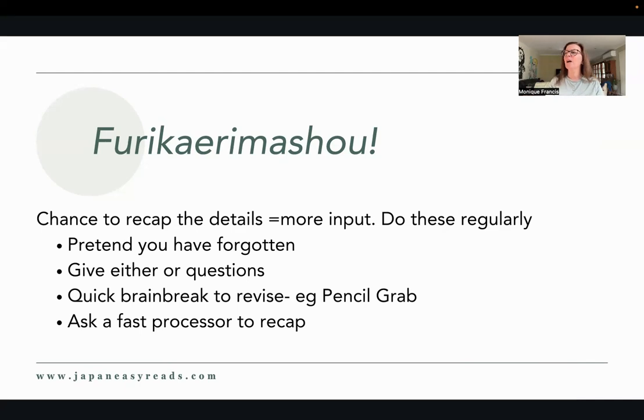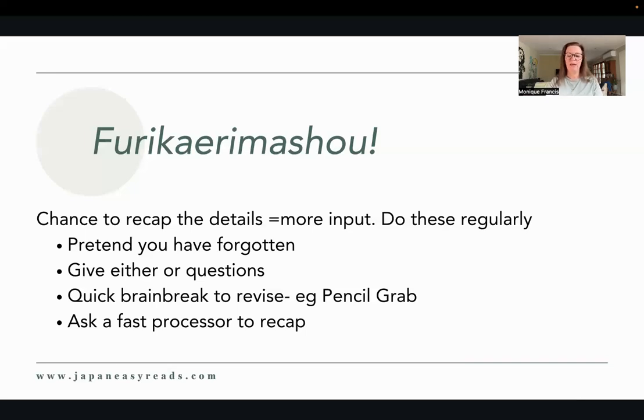You can pretend that you've forgotten. One word image wa mono desu ka? Soretomo doubutsu desu ka? You can give either or questions such as that. You could use a quick brain break to revise them. And the one that I really like is called pencil grab.